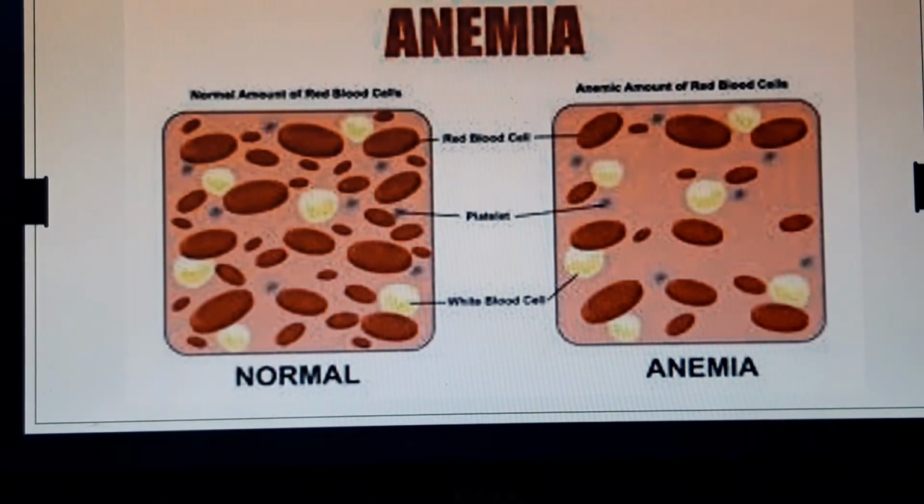Another deficiency disorder is anemia, which is caused due to lack of iron in our diet. Here on the left side of the picture, you can see a normal amount of red blood cells, and on the right side of the picture, you can see an anemic amount of RBC. The RBC in our body carries oxygen to the tissues, so their lower presence can make us feel tired and weak. So these are the common disorders we have discussed till now.